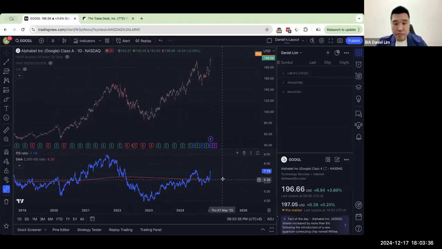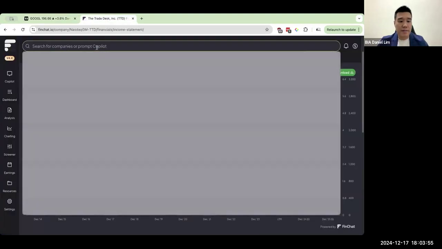Okay, so now the price to sales, you can see on average is how much? 6.3. Okay, so remember the formula: the price to sales ratio times the revenue per share. So for example, this one is 6.3, right? So just take the calculator, 6.3 times what? Go to Alphabet. Here, Alphabet.